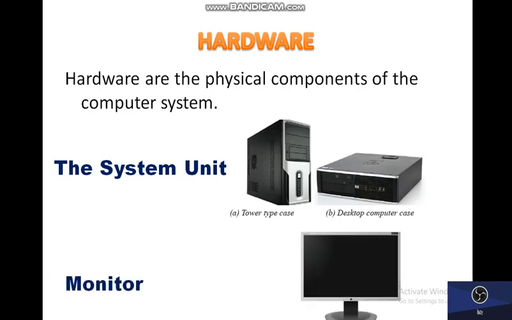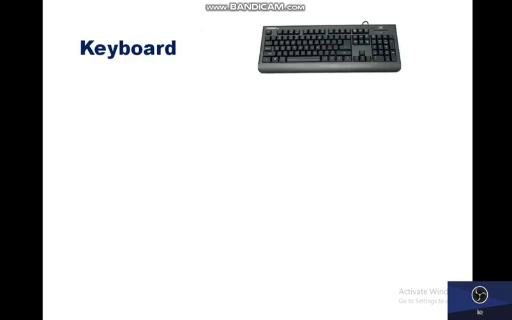And then we also have the monitor. The monitor is that part of the computer that displays whatsoever the system unit is doing. We call it the VDU, that is Visual Display Unit. Then we have the keyboard. The keyboard is another important input device. We use it to key in data, commands into the system.